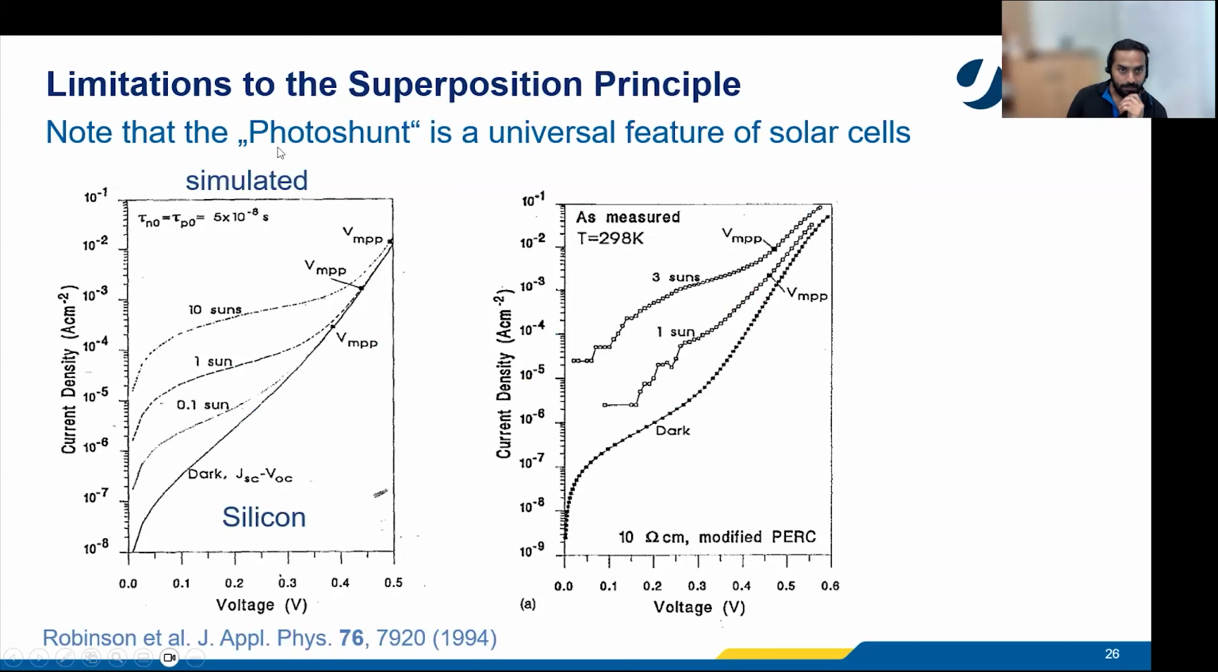This photoshunt is also kind of a universal feature of solar cells. It was already noted in 1994 by this really nice paper by Robinson et al. Here they do the same thing. They compare this dark recombination current and also the recombination current under illumination. And as you can see, with higher illumination, there's more Fermi level splitting and hence more recombination as a function of voltage.